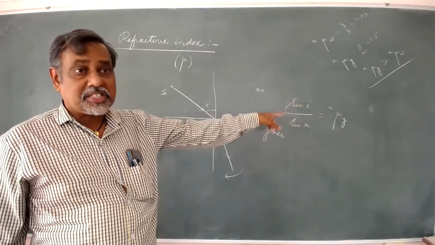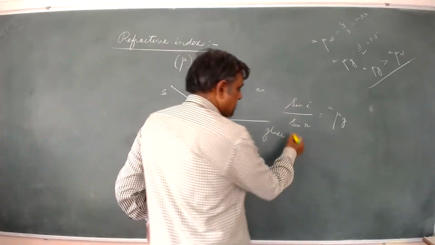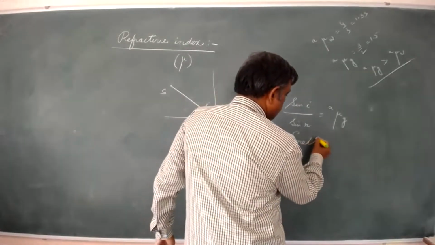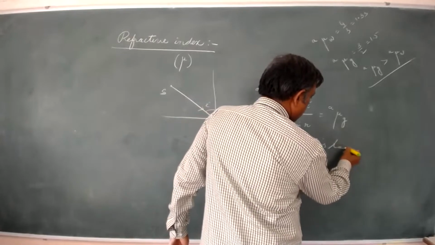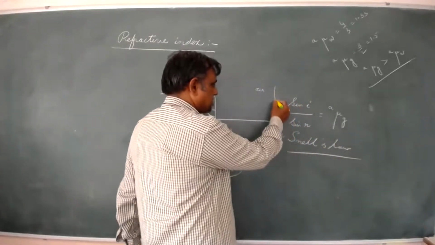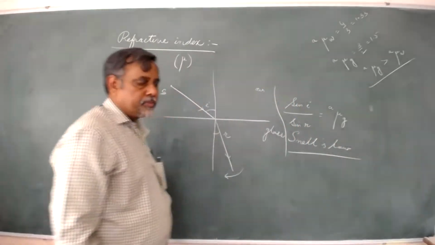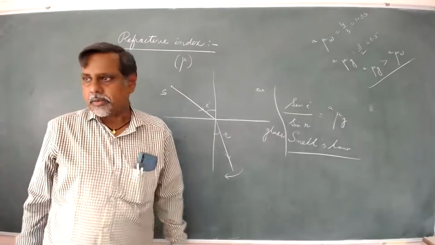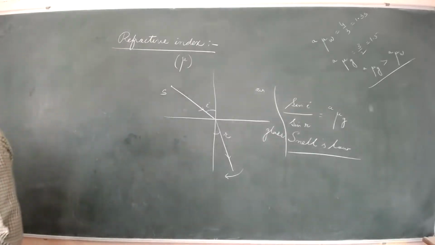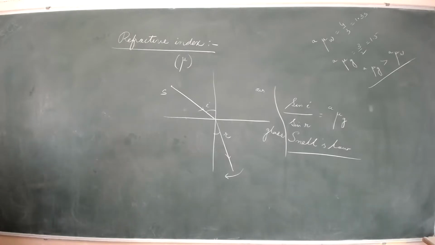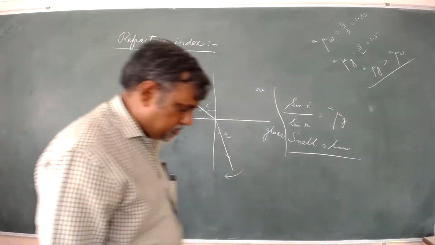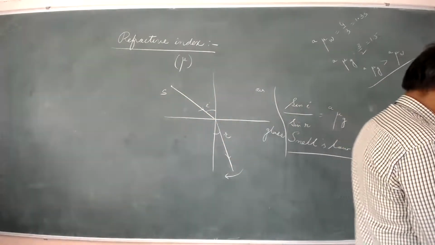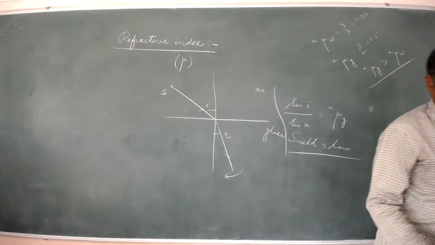So this is called Snell's law. Snell was a scientist. So we say this is Snell's law. Sin i by sin r.